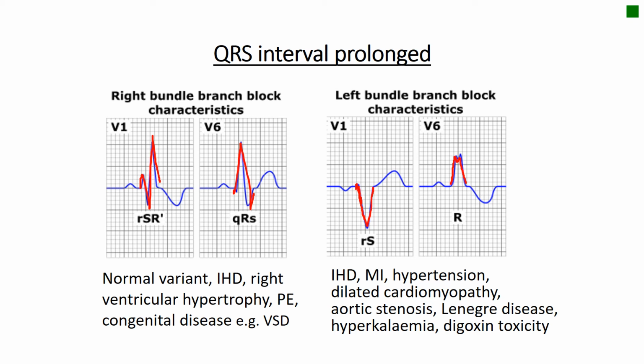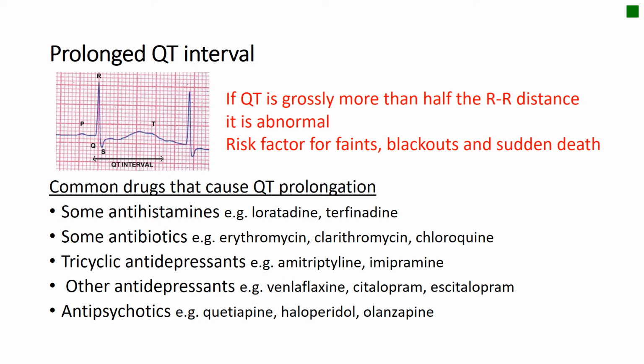These are different causes for right and left bundle branch block. I'm not expecting you to know this, but this is just for completeness. And here the thing I want to talk about is the prolonged QT interval. It's more than half the RR distance between the two R waves, and so it's prolonged. And this is a risk factor for faints, blackouts, and sudden death.